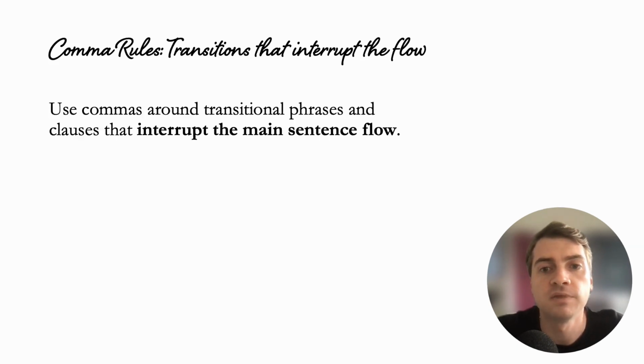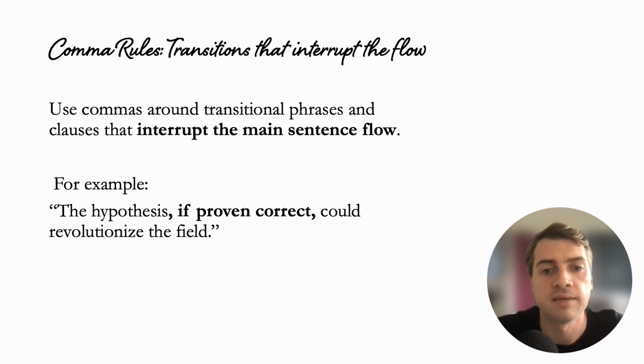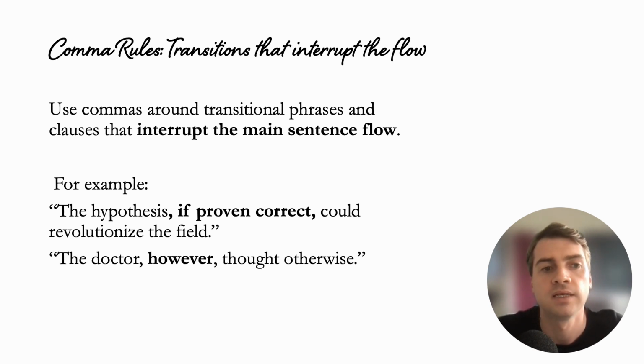Third rule, use commas around transitional phrases and clauses that interrupt the main sentence flow. For example, the hypothesis, if proven correct, could revolutionize the field. So if it breaks the flow is the key here, right? Does it break the flow? Here we have a relative clause that kind of adds some extra information and takes us out of the flow of reading the main clause, so we need the two commas, okay? Second example, the doctor, however, thought otherwise, okay? Again, it takes us out of the flow, so therefore we're gonna need that comma.